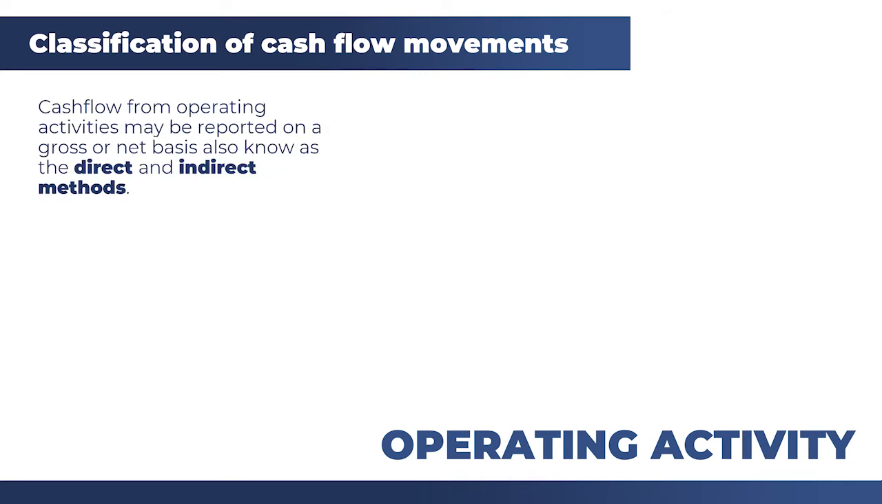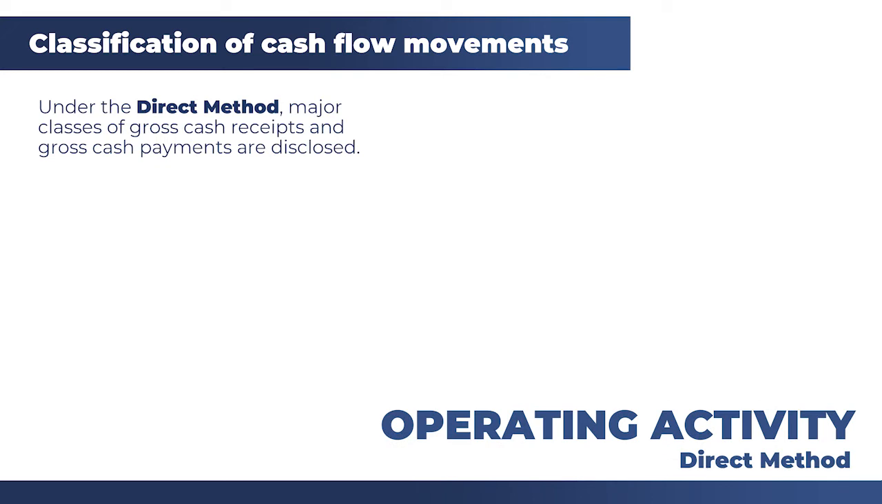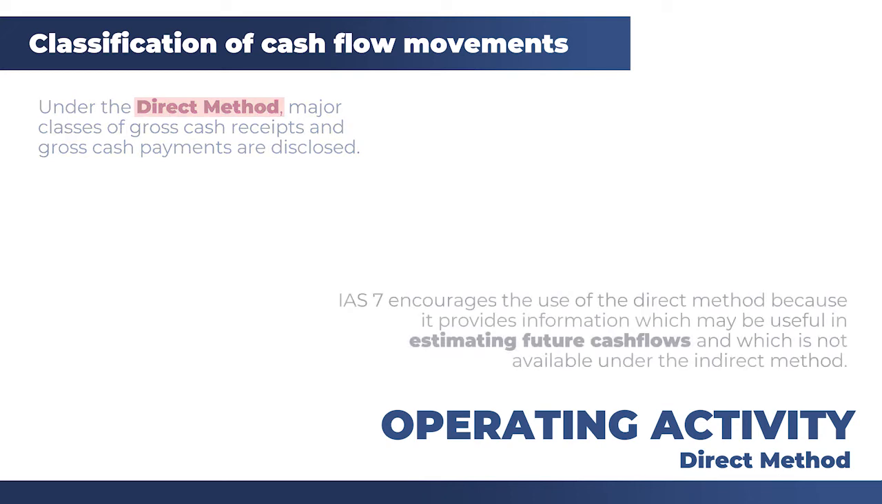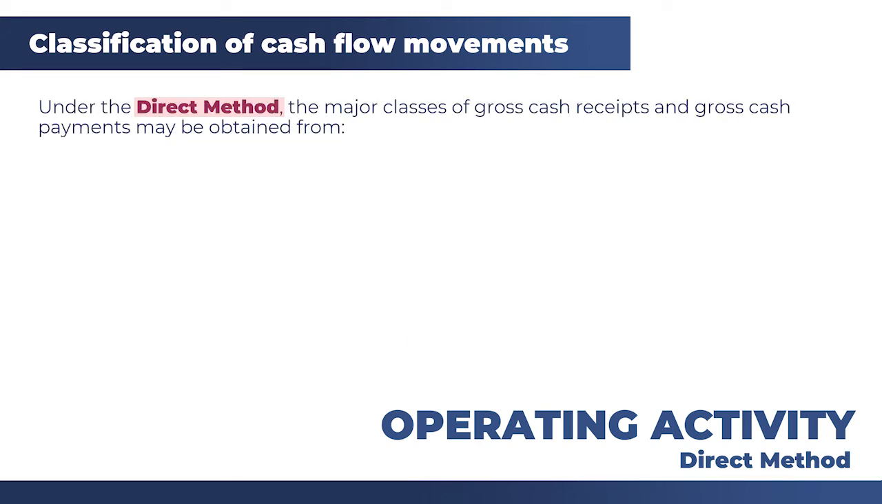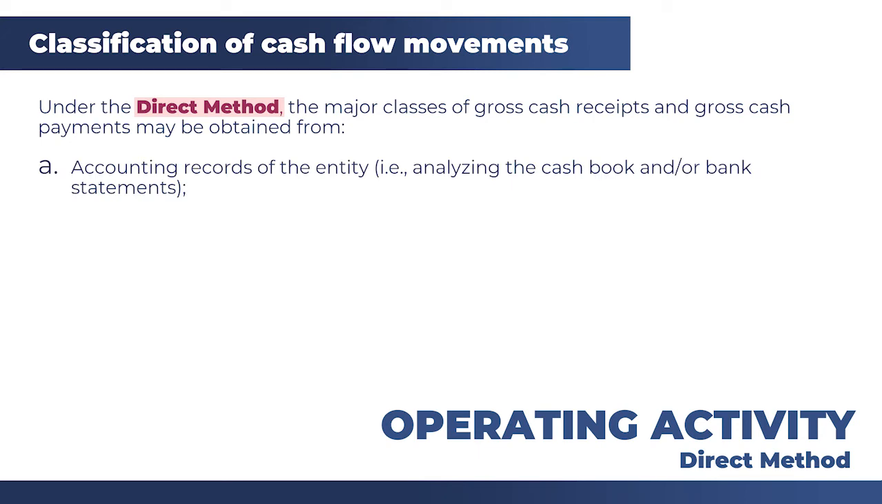Cash flows from operating activities may be reported on a gross or net cash basis, also known as the direct and indirect method. Under the direct method, major classes of gross cash receipts and gross cash payments are disclosed. The standard encourages the use of the direct method because it provides information which may be useful for estimating future cash flows. Under the direct method, the major classes of gross cash receipts and gross cash payments may be obtained from: number 1, the accounting records of the entity, for example by analyzing the cash book or the bank statements.